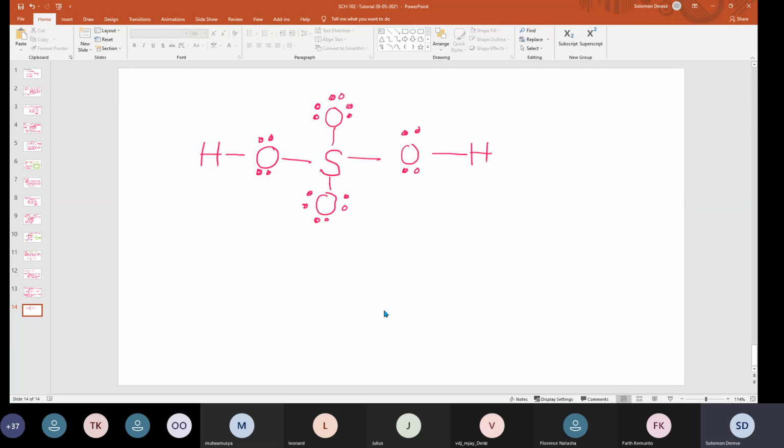Then when you look at them, the hydrogen has got a duet. These 2 oxygens have 8 electrons. Then this oxygen has got 8 electrons. Even the sulfur in the middle has got 8 electrons. All the electrons are used. But is this a valid Lewis structure? No.